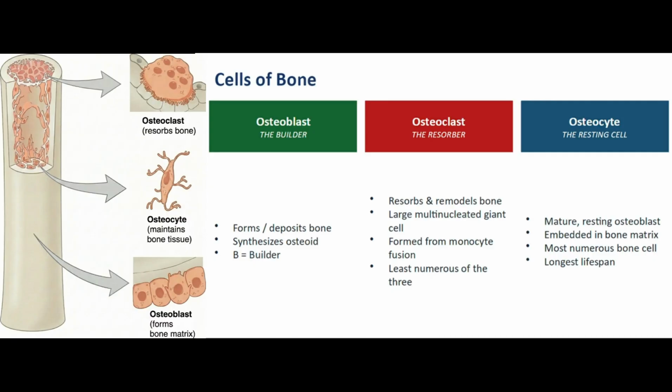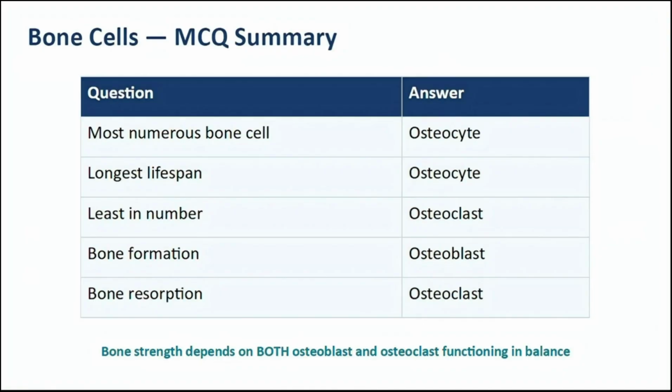That means they are the mature, resting osteoblasts. These don't have any functions like osteoblasts or osteoclasts. They are only retired osteoblasts, and they are the most numerous of the bone cells and have the longest lifespan. The osteoclast has the shortest lifespan. And there are some MCQs we can make out of this slide.